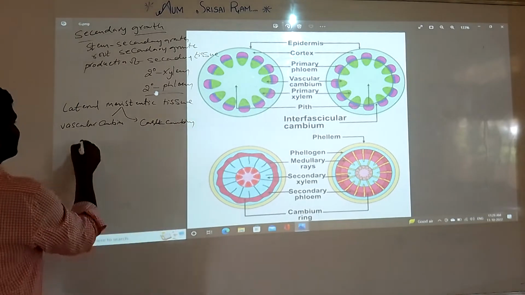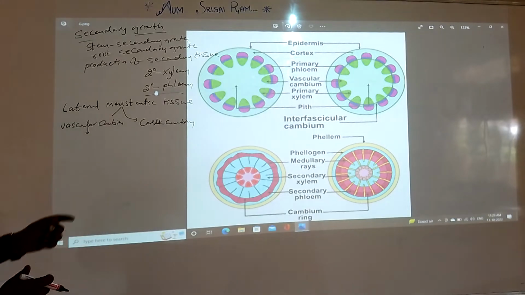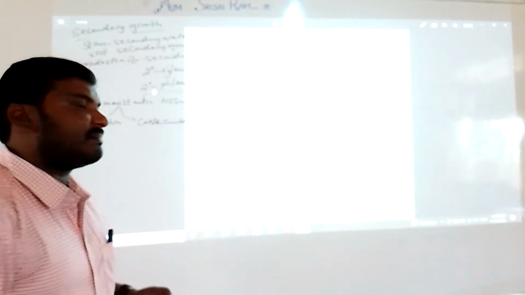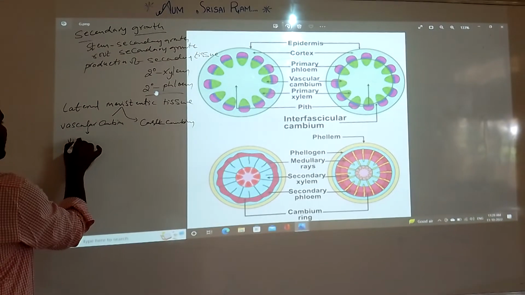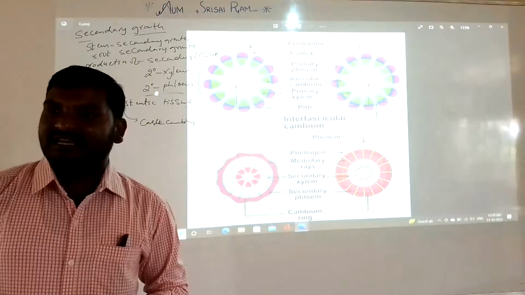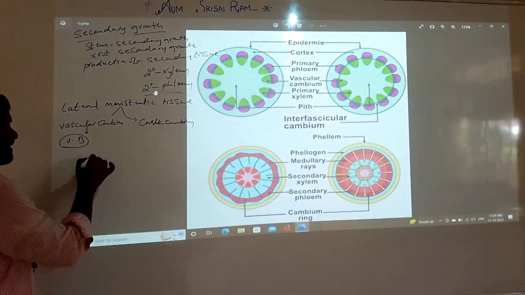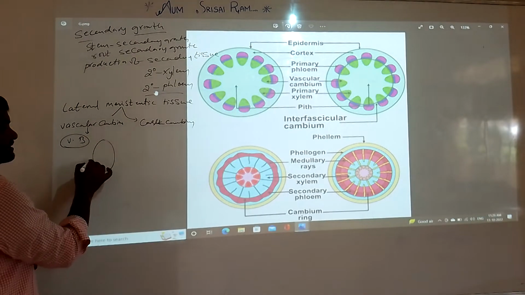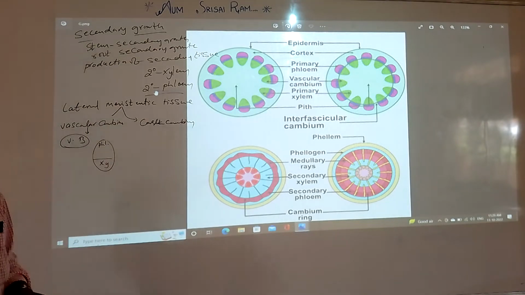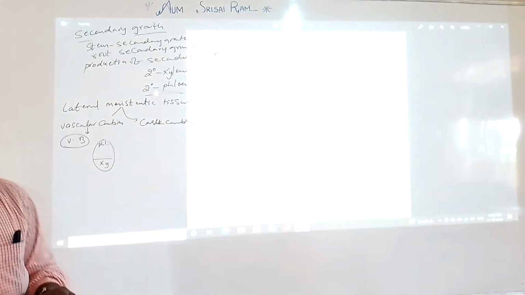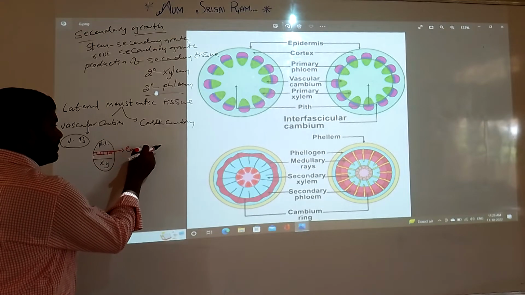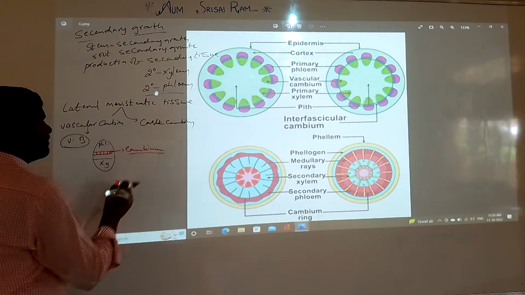Whereas coming to the vascular cambium, where is it available? Vascular cambium is available in the vascular bundles. We know very well about the structure of the vascular bundle. In the vascular bundle, what is present? On the downside xylem is present, on the upside phloem is present. Between the xylem and phloem, there is a special tissue found. What is that tissue? Cambium. Yes, very good.